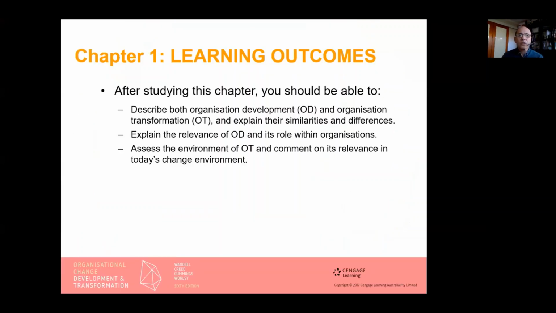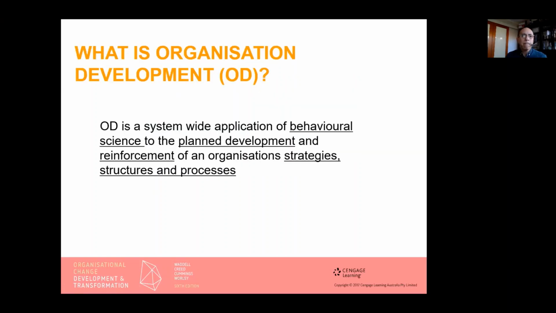All right, so the learning outcomes for this particular session are for us to be able to describe what we mean by organizational development and the difference between that and organizational transformation. We use abbreviations like OD and OT, so please don't be surprised if you see them more often. We will explain the relevance of organizational development and its role within organizations. And then we will assess the environment of organizational transformation and comment on its relevance in today's change environment. Okay, so what is OD?